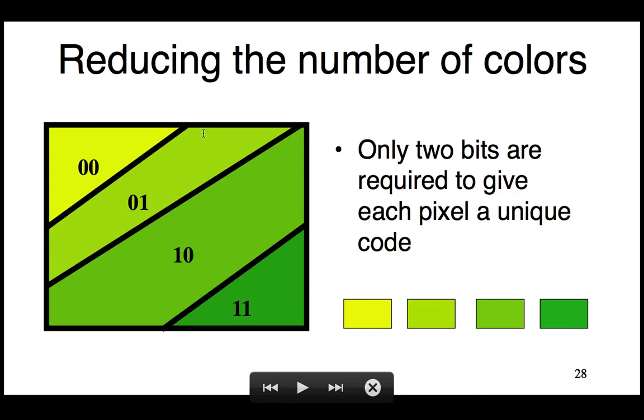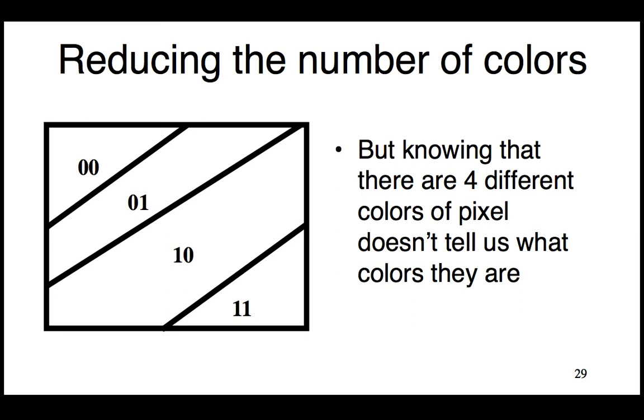So just as if you only had 4 letters in an alphabet, you would only need 2 bits to represent each letter. Just as if you only had 4 students in a class, not unlike today, you would only need 2 bits to represent each student. And if you've only got 4 colors, you only need 2 bits to represent each pixel.